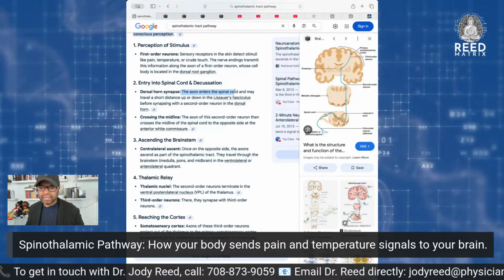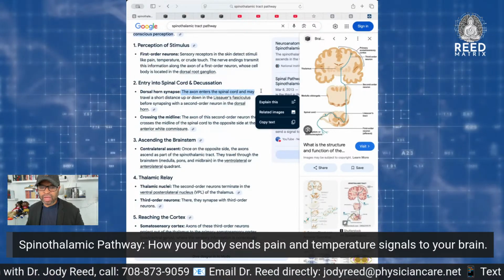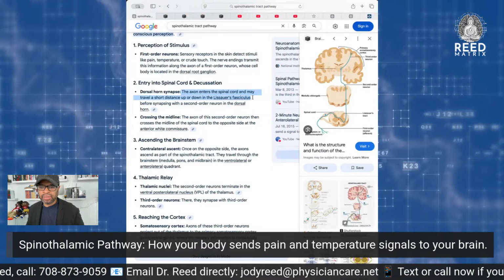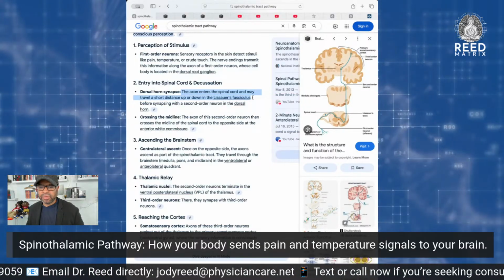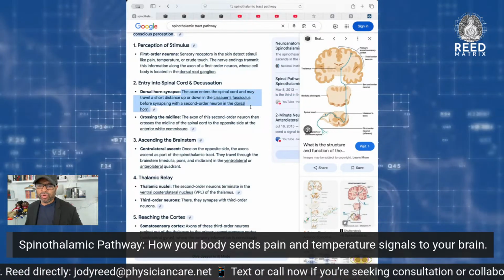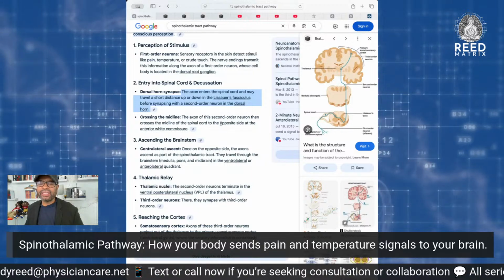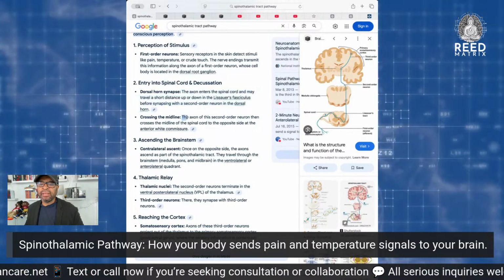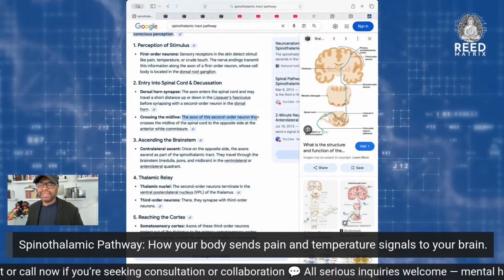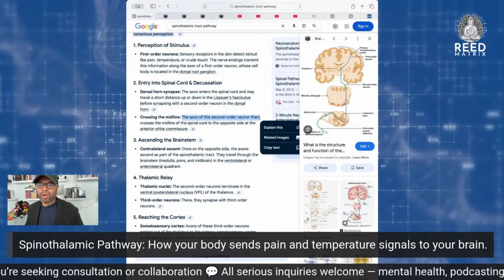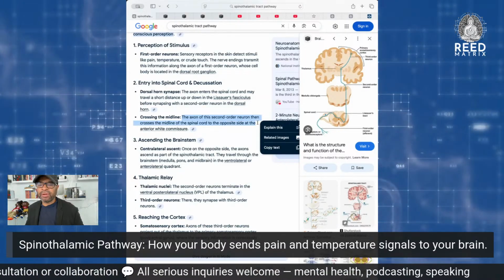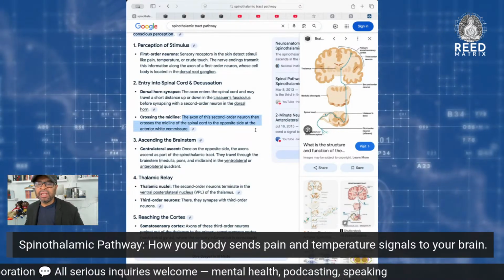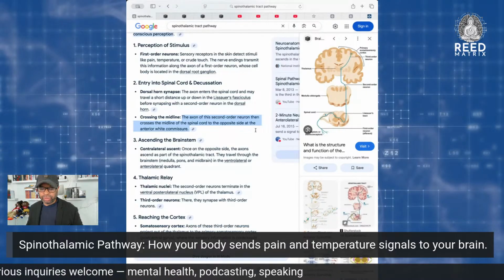The axon enters the spinal cord and may travel a short distance up or down in the Lissauer's fasciculus before synapsing with a second order neuron in the dorsal horn. Crossing the midline, the axon of the second order neuron then crosses the midline of the spinal cord to the opposite side via the anterior white commissure.